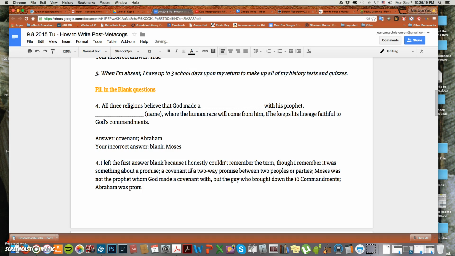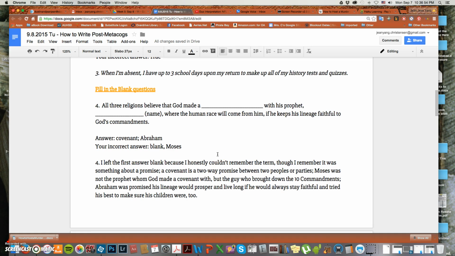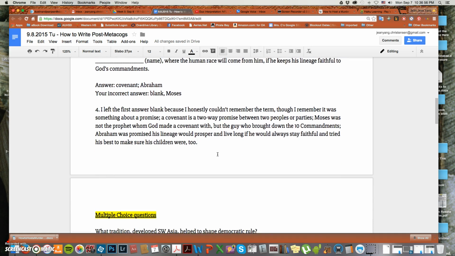Abraham was promised his lineage. Oh, I don't know how to spell that. Oh, I spelled it right. Yay. His lineage would prosper and live long if he would always stay faithful and tried his best to make sure his children were too. Yeah, so you can see it takes a while to explain all that. So what you need to do is explain why you did what you did, and then why the answer was wrong, and then why the correct answer was the correct answer. So yeah, it takes quite a bit to do a fill in the blank question.